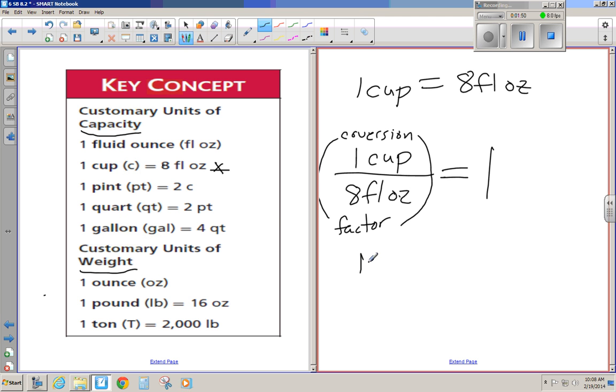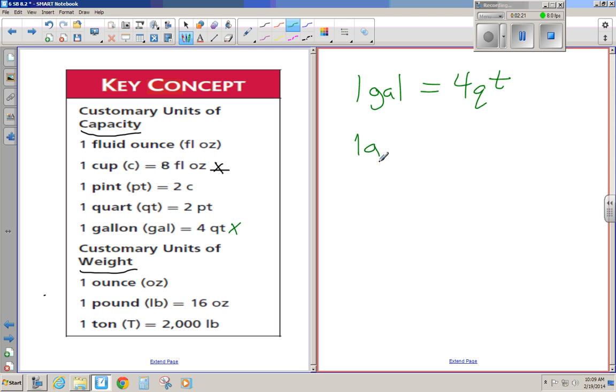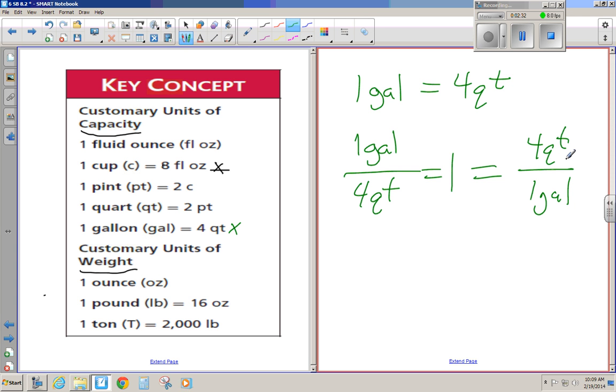1 pint equals 2 cups. That means I can make 1 pint over 2 cups a conversion factor equal to 1. I can make this one right here, 1 gallon equals 4 quarts. So I can put gallon over quarts, which is equal to 1, or the other way around. It doesn't matter which unit is in the numerator or denominator. What matters is they are equivalent, so it's a conversion factor.